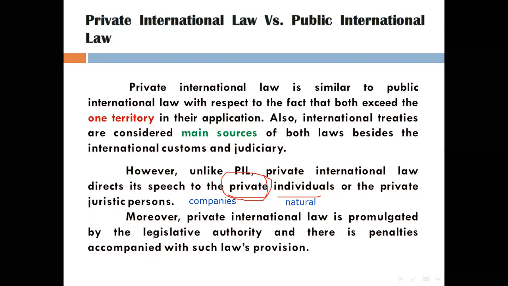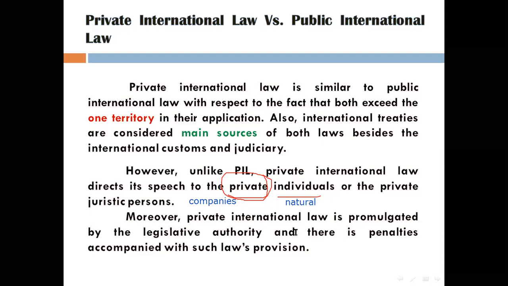Okay? Moreover, one of the differences also: private international law is promulgated by a legislative authority. However, public international law is not made by a legislative authority, simply because there are no authorities above the sovereignty of the states. And this is why some jurists of international law try to deny the legal character of public international law. They said that because there are no authorities, there is no legal, legislative authority which makes public international law.